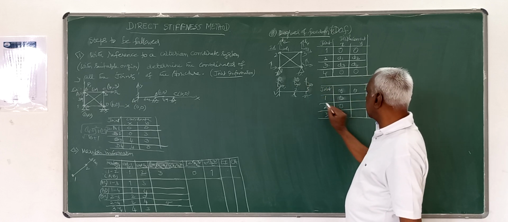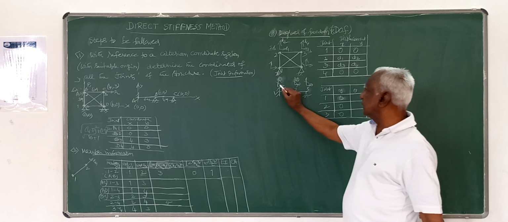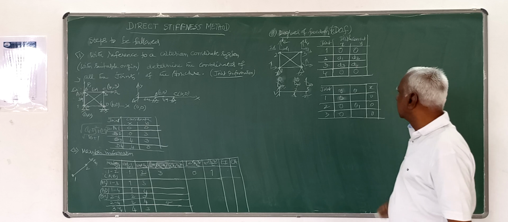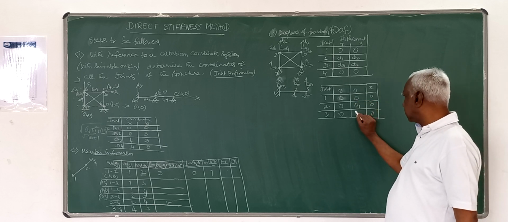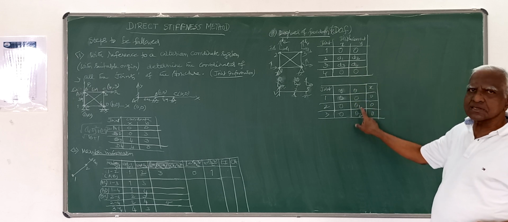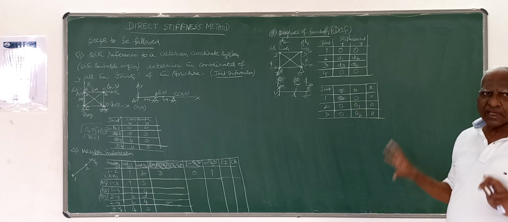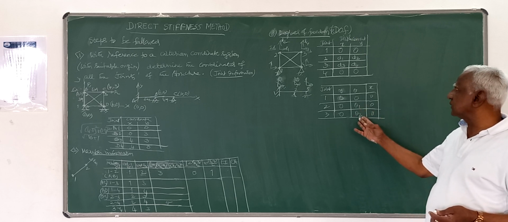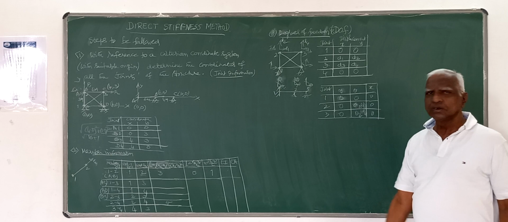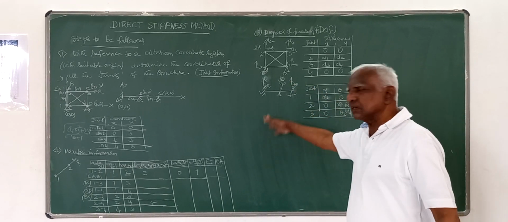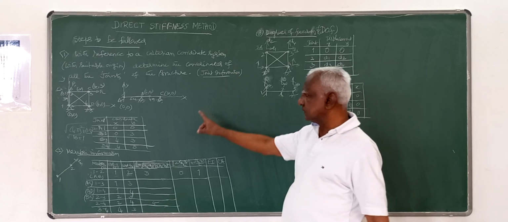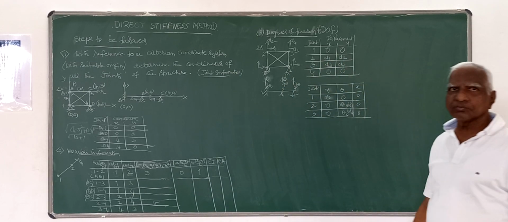And at 3, vertical displacement is not possible, 0. Then rotation is not possible here. Here it is possible, that is joint 2, theta 1. Here it is not possible. Here, at joint 3, theta 2 is possible. So naturally the degrees of freedom is only 2, that is 2 rotations. You can call them theta 1, theta 2, or d1, d2, 2 unknown displacements. Like that, for any problem, rigid frame, multi-storey frames, whatever it is, you prepare your list: joint information, member information, then degrees of freedom.